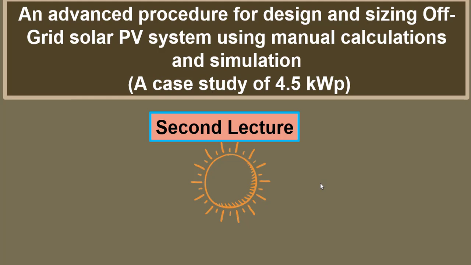We have the second lecture of an advanced procedure for design and sizing of a grid solar photovoltaic system using manual calculations and simulation. As we said before, we have a case study of 4.5 kilowatt peak power.